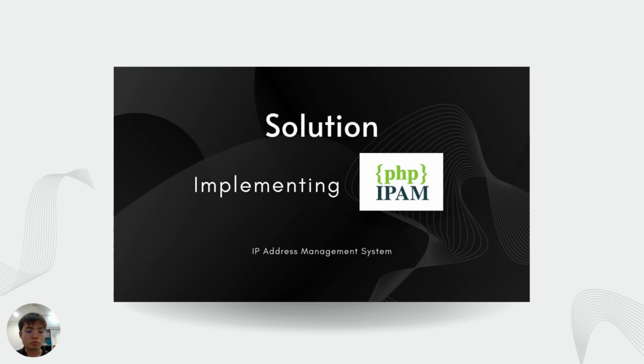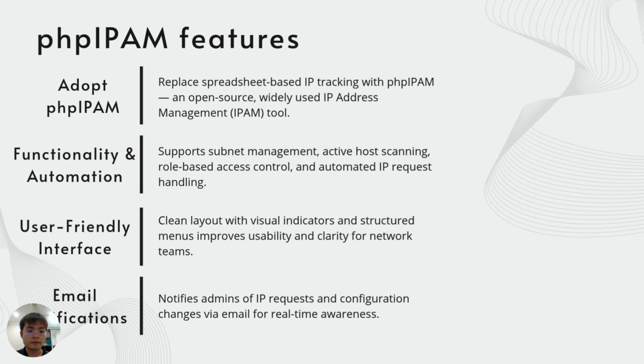To address those problems, the solution is to implement phpIPAM, which is an IP address management system. By adopting phpIPAM, it will replace the IP tracking by using the spreadsheet, and it supports subnet management, active host scanning, and automated IP request handling.